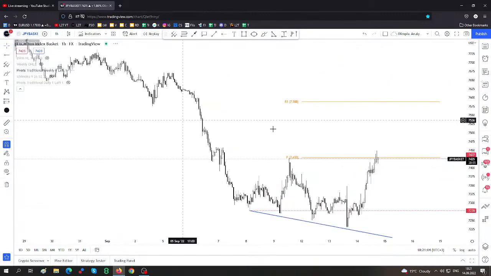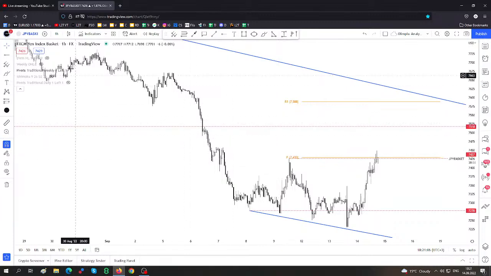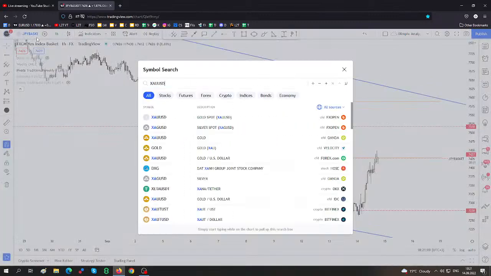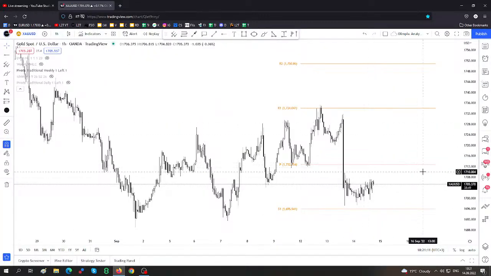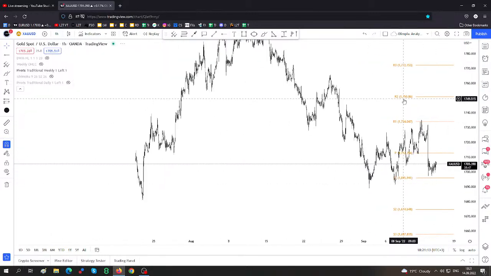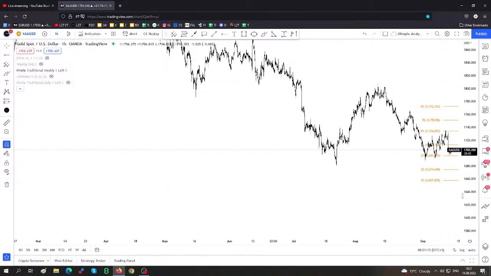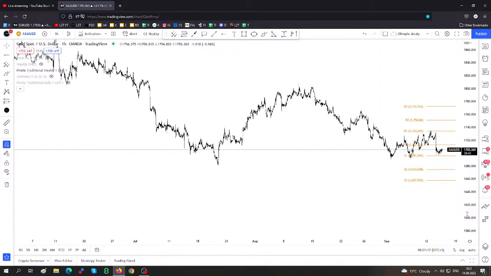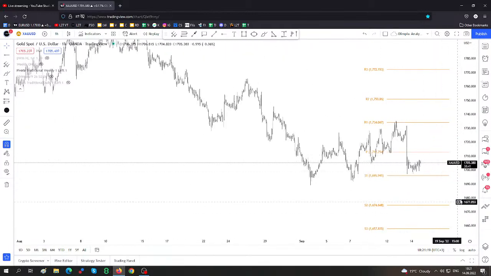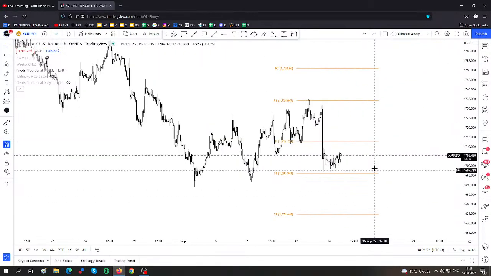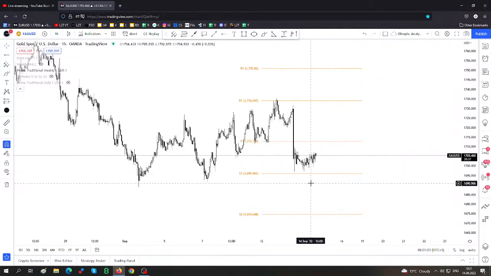Gold, guys, I forgot to talk about gold. So gold. The bias is still bearish, in my opinion, if the dollar index jumps higher.